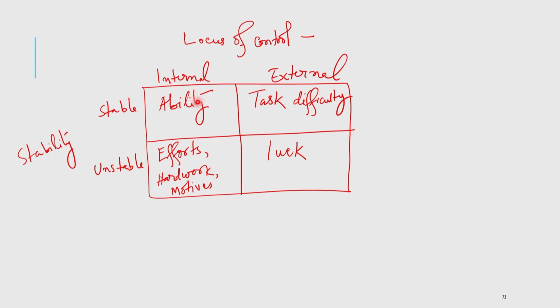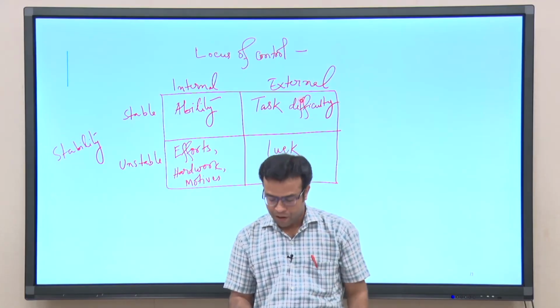So, internal stable is ability, internal unstable is effort, hard work or motivation. External stable factor is like task difficulty, whatever task that you want to do, in terms of whatever situation you are in. It is external, and it is stable in the sense you do not have much control over it. Whatever task is given, you need to do it. So, in that sense it is called a stable factor.